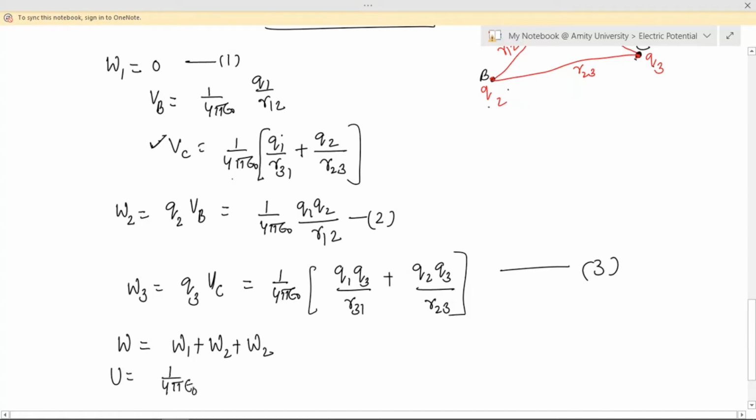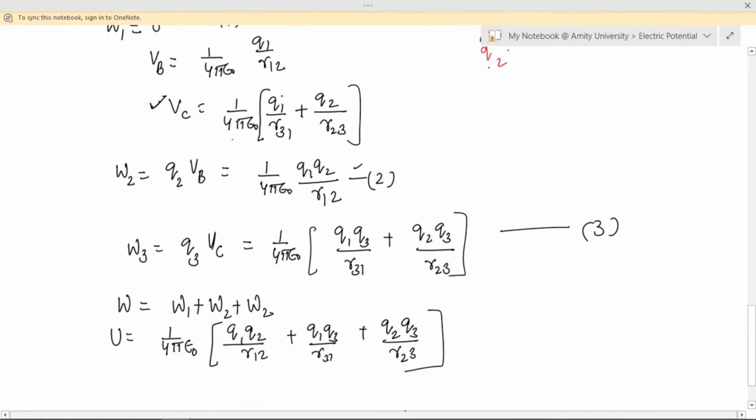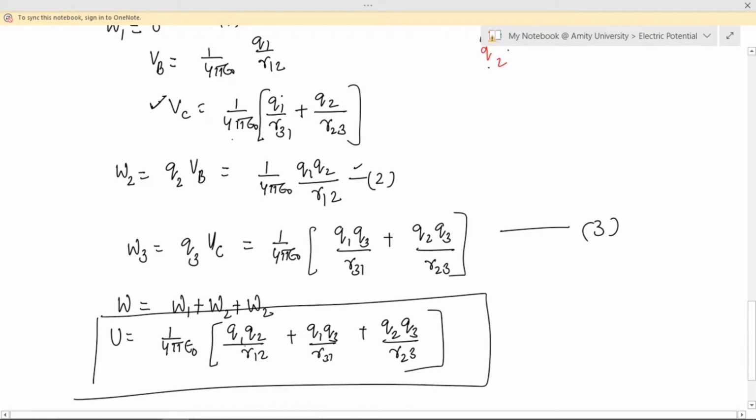Taking out 1 by 4 pi epsilon naught common, we get equation 1 plus equation 2 plus equation 3: Q1 Q2 by R12 plus Q1 Q3 by R31 plus Q2 Q3 by R23. This gives you the total potential energy, or the total electric potential energy, of the system of 3-point charges which are separated by some finite distance.